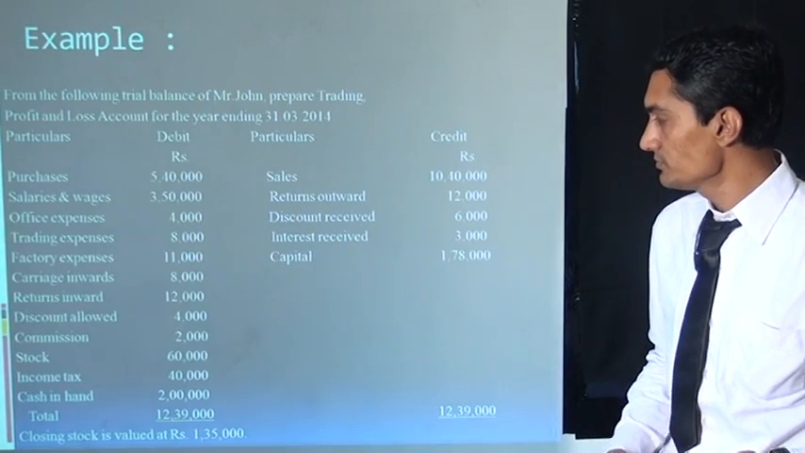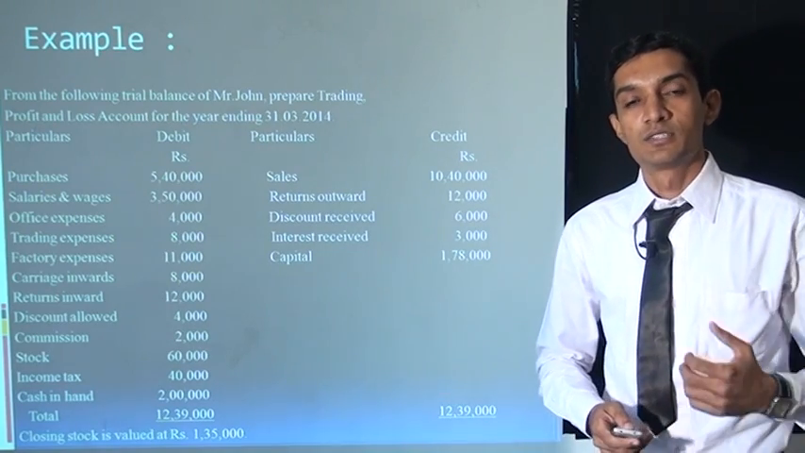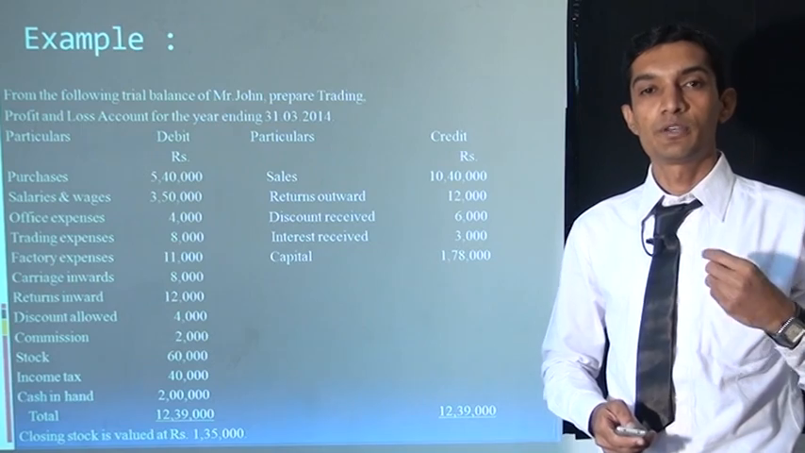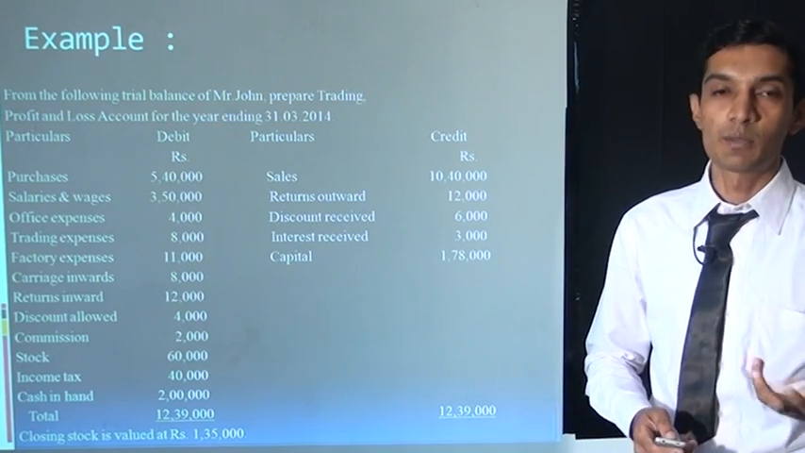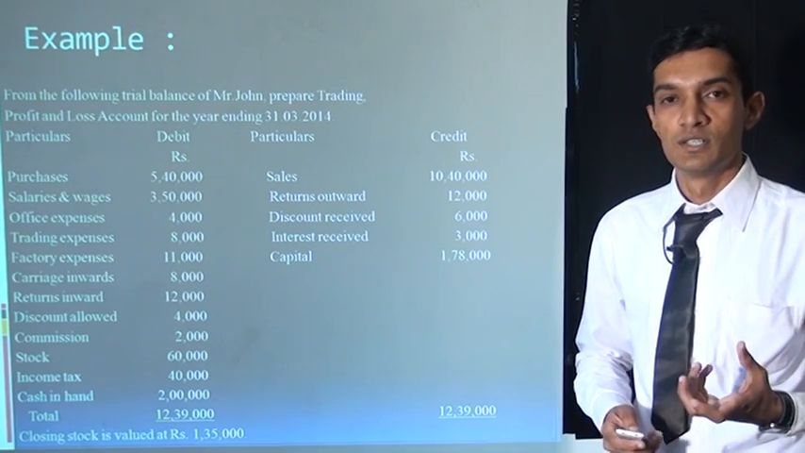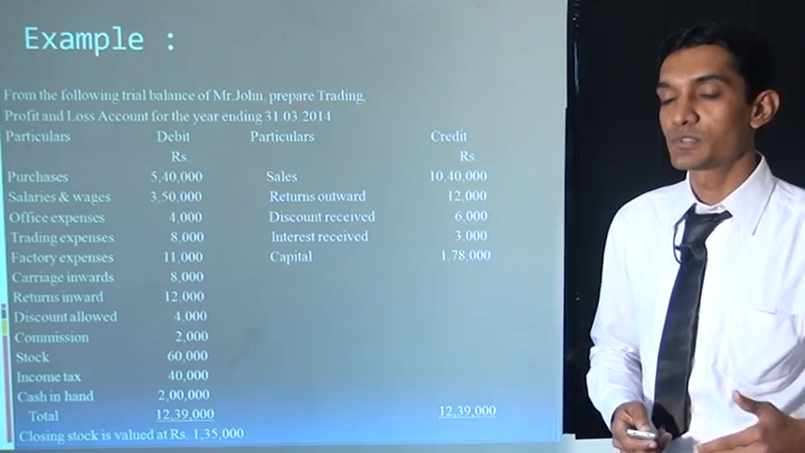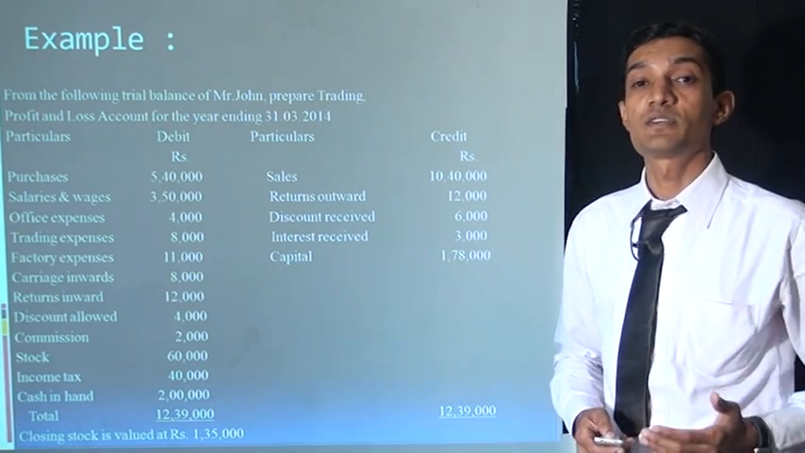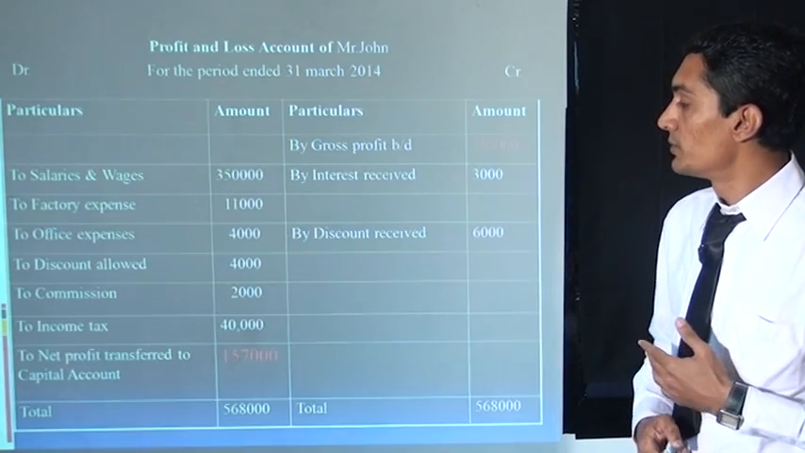Next, commission is also our expense. Suppose we give goods to a third party, say brokers, who sell our products in the market, so we give them commission. So commission is our expense, and it comes under the profit and loss account.